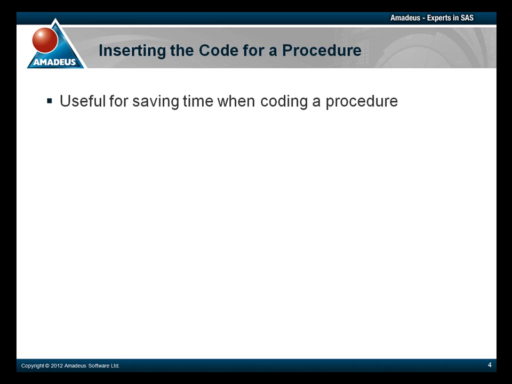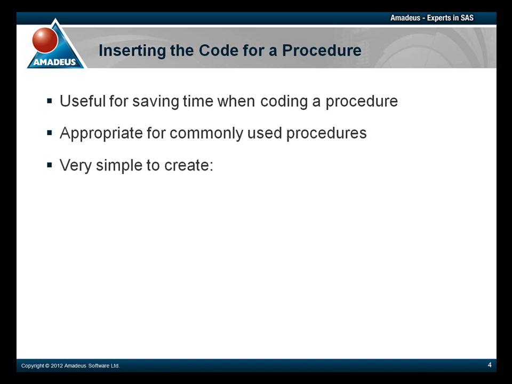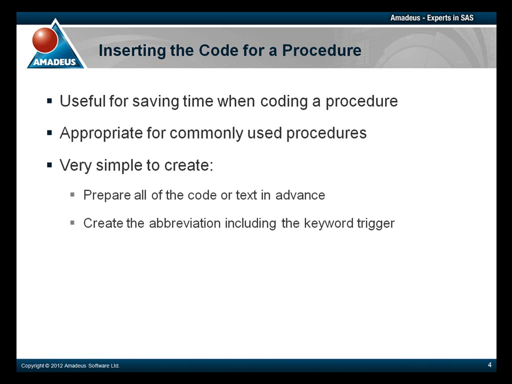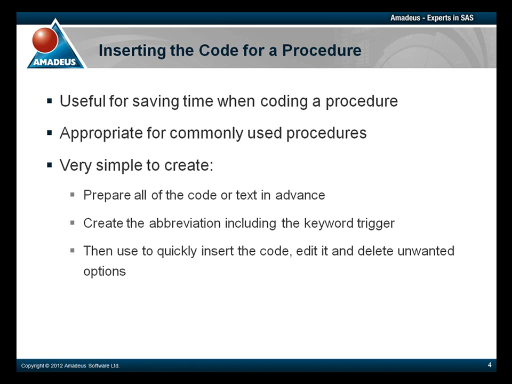One of the simplest ways to make use of the abbreviations facility is to create a predefined version of a SAS procedure that can be used as a template. This is especially useful when the same procedures are used many times, especially if they have complex syntax. The process to achieve this is simple. The code is prepared as a template, including all of the features and options that may be needed. This is then used to create an abbreviation along with its keyword trigger. To make use of it, simply type the keyword to insert the code template, remove any unneeded components, and edit as necessary. This process will be demonstrated with the following example.